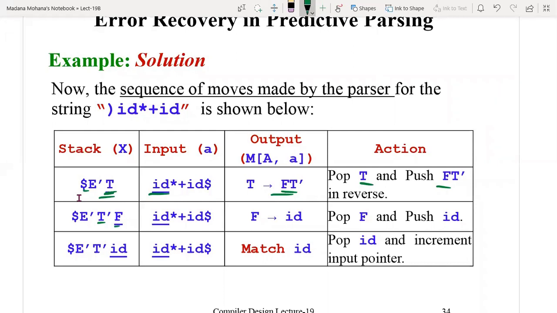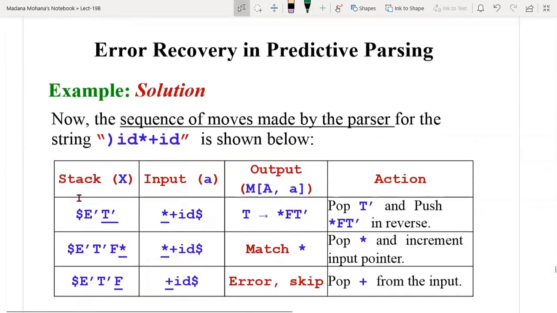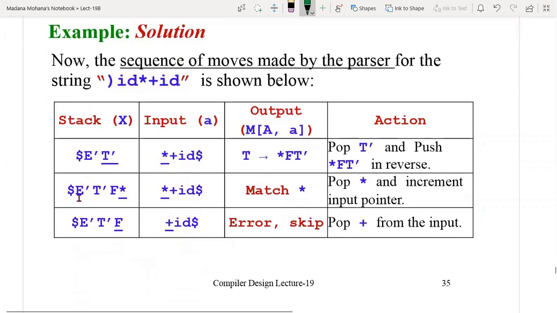The input remains the same. Now F you can substitute by ID. So pop F and push ID. Then ID is substituted. Now ID is matching with the input symbol. So match ID: you have to pop ID in both, then increment the input pointer. So then the stack becomes E dash T dash. The remaining input is star ID plus ID dollar.